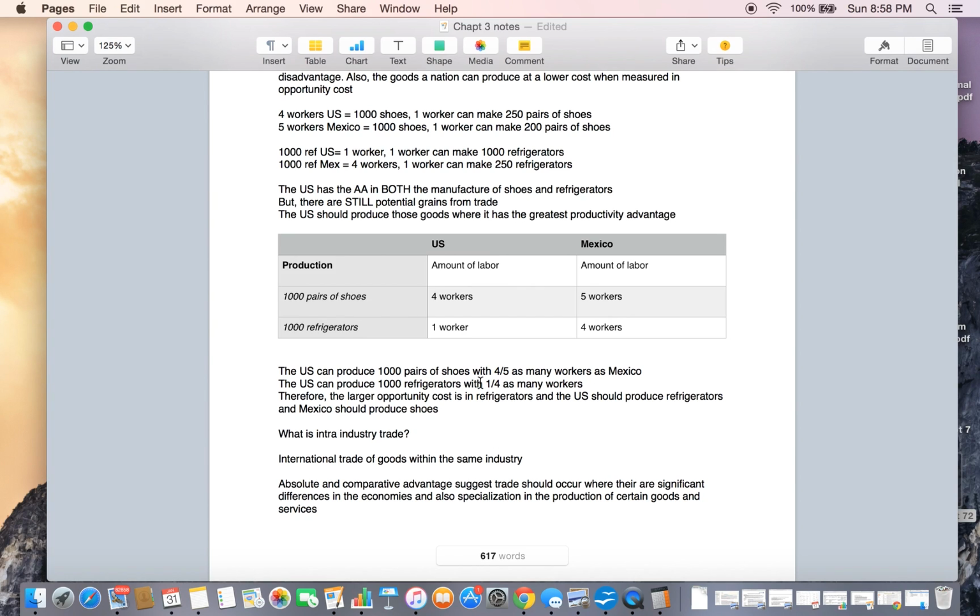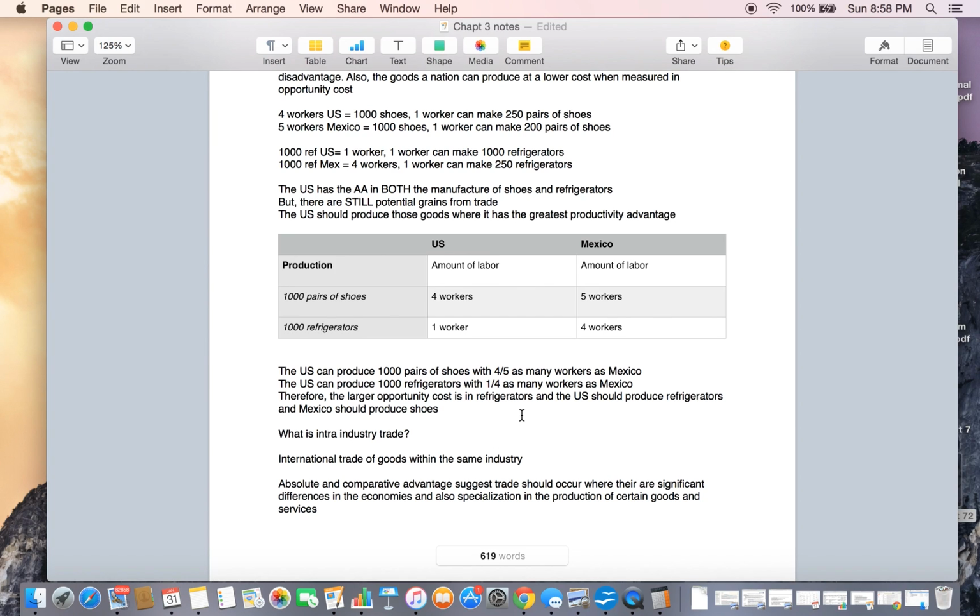Are there potential trade gains? The US can produce 1,000 refrigerators with 1/4 as many workers as Mexico. Okay, so it takes 4 workers to every 1 worker in Mexico to make the same refrigerator. So therefore, the opportunity cost is in refrigerators, and the US should produce refrigerators, and Mexico should produce shoes. So there's still going to be gains for trade if they do that.